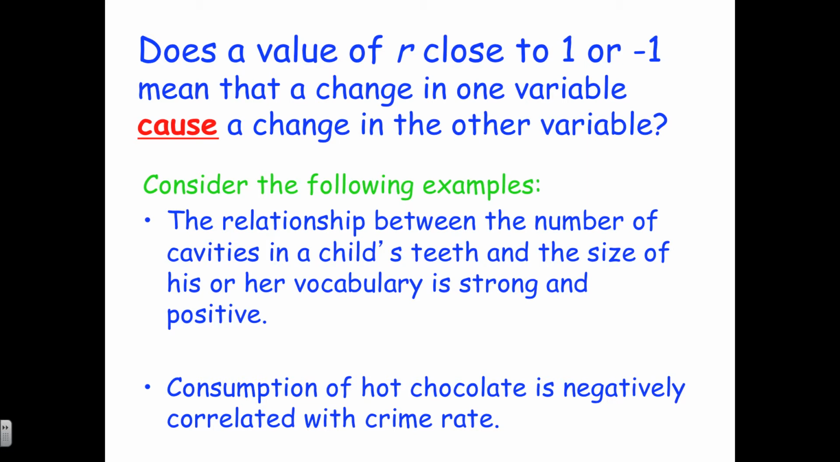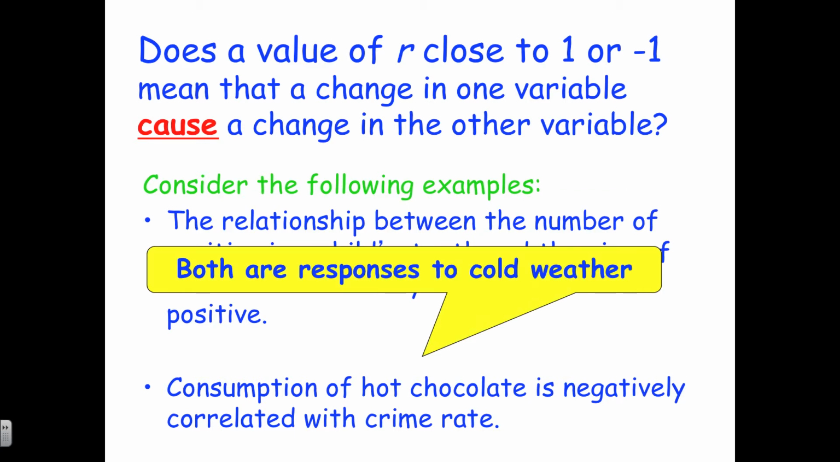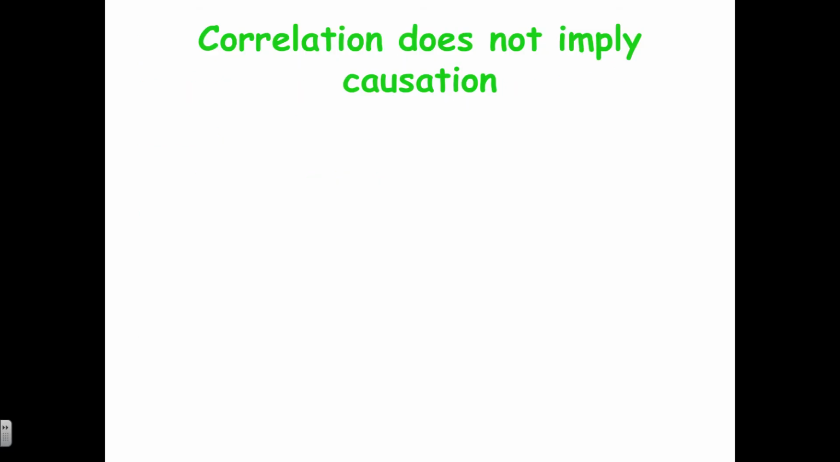Consumption of hot chocolate is negatively correlated with a crime rate. So does that mean that we should drink more hot chocolate to lower the crime rate? Big surprise, both are responses to cold weather. Causality can only be shown by carefully controlling values of all variables that might be related to the ones under study. In other words, a well-designed, well-controlled experiment that includes randomization.